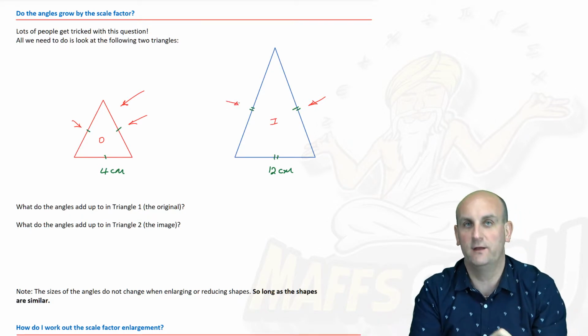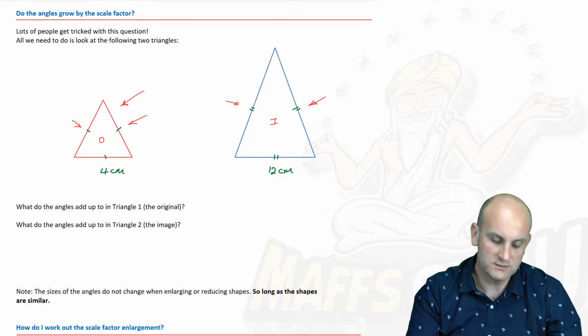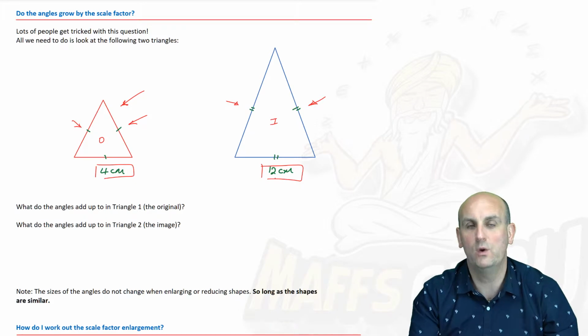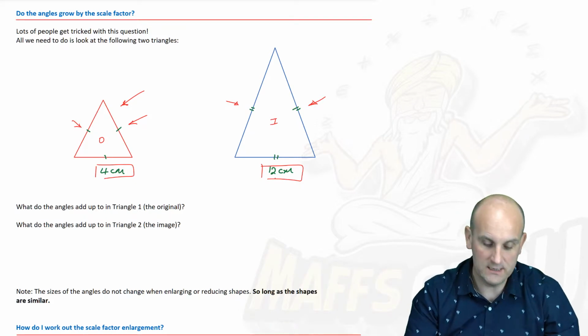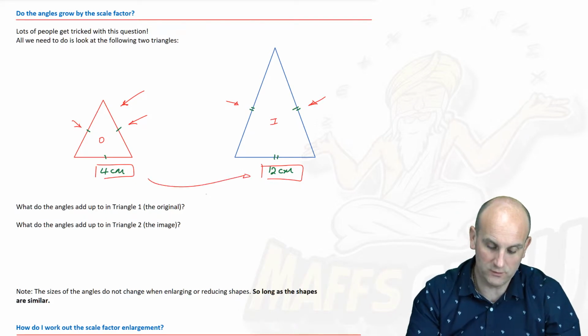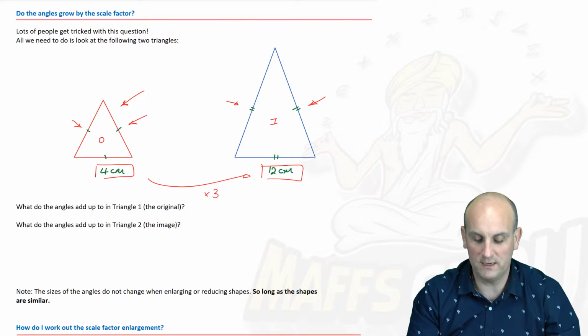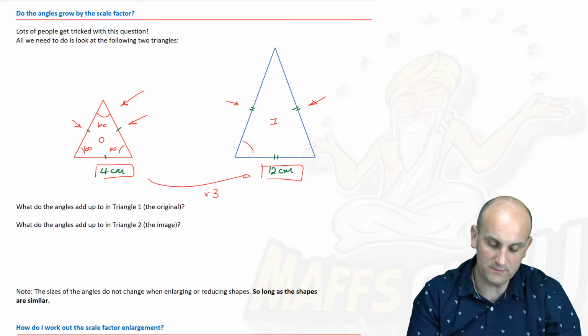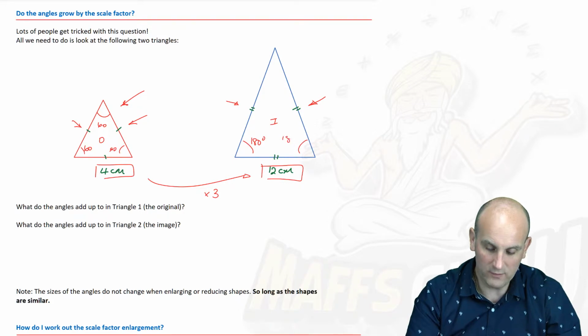It doesn't look like it on the diagram, but they're not drawn to scale. So if this is 4 centimeters and this is 12 centimeters, I know that they are similar. And I know that to go from 4 to 12, I'm timesing by 3. So here is an angle that is 60 degrees, there is 60 degrees, and there is 60 degrees. And if I'm multiplying everything by 3, then surely that now becomes 180 degrees, 180 degrees, and 180 degrees.